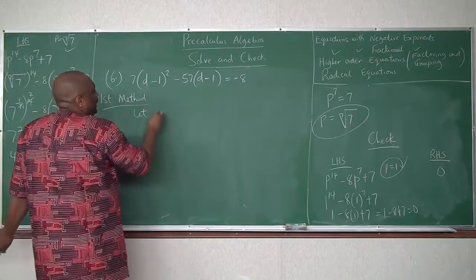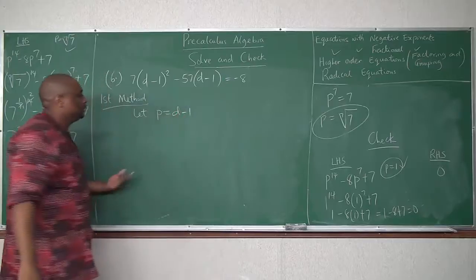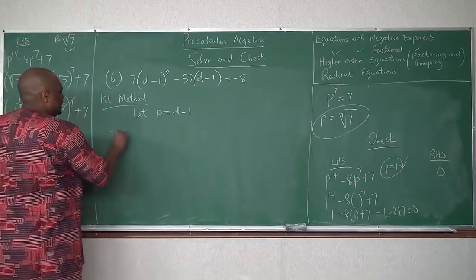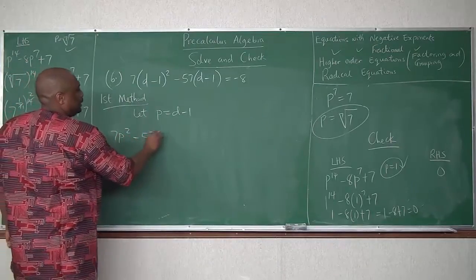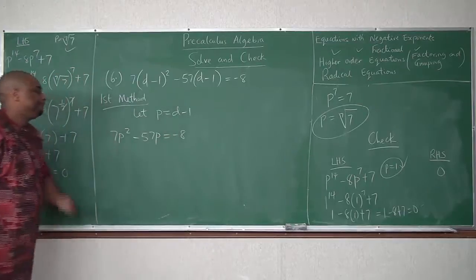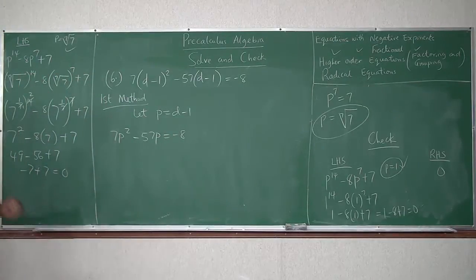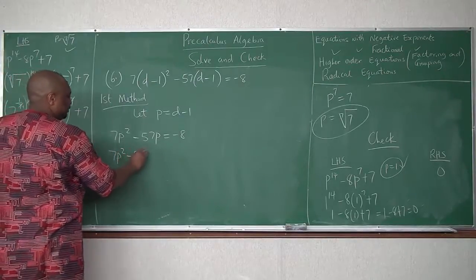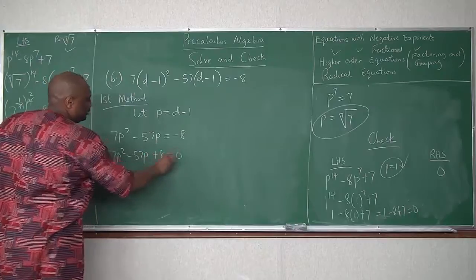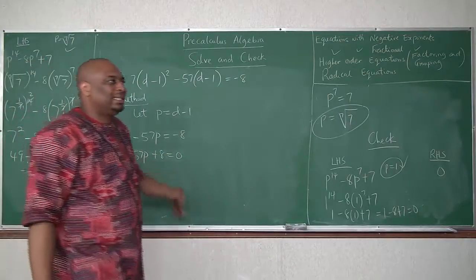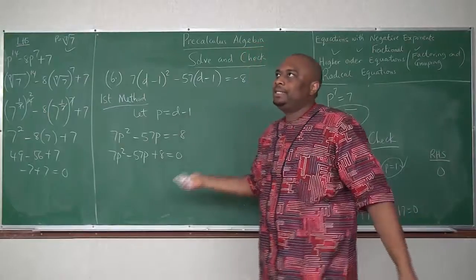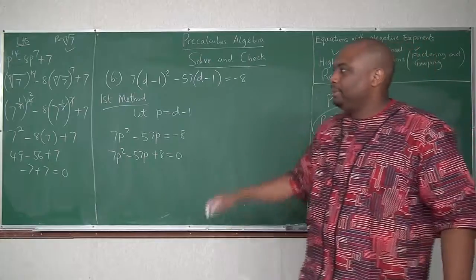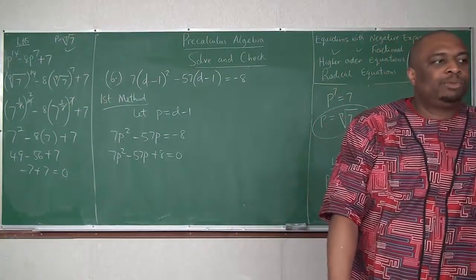Okay, first method, I will just say, let me use a substitution. Let p be d minus 1, because it will make it easier for me. So I now have this as 7p squared minus 57p equal to negative 8. See that? So it kind of makes it easier. So this will be 7p squared minus 57p plus 8 equal to 0. So we have a quadratic equation. On the left-hand side is a quadratic trinomial. 8 times 7p squared, 56p squared.